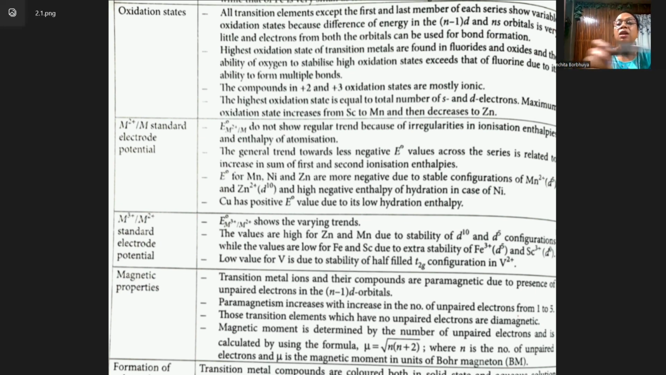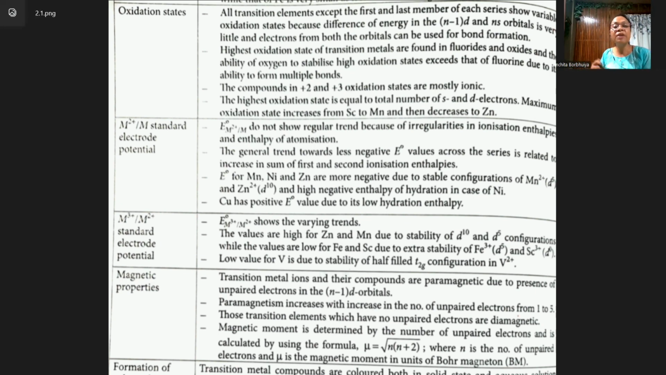So the highest oxidation states of the transition elements are found in the fluorides and oxides, and the ability of oxygen to stabilize the high oxidation states exceeds that of fluorine due to the ability of oxygen to form multiple bonds. Oxygen can form a multiple bond with any transition element, but fluorine can have only one bond with a metal. So that is why the higher oxidation states are more stabilized by oxides compared to fluorides.